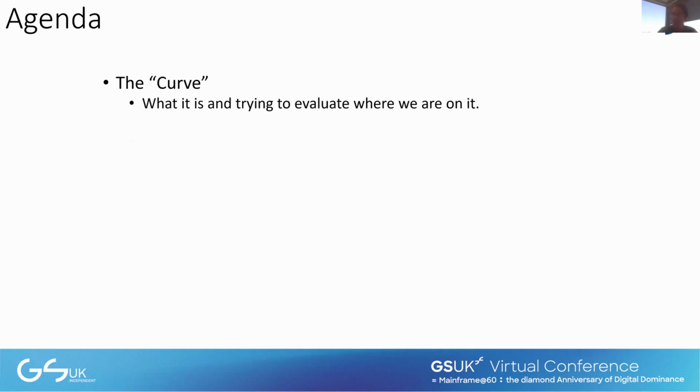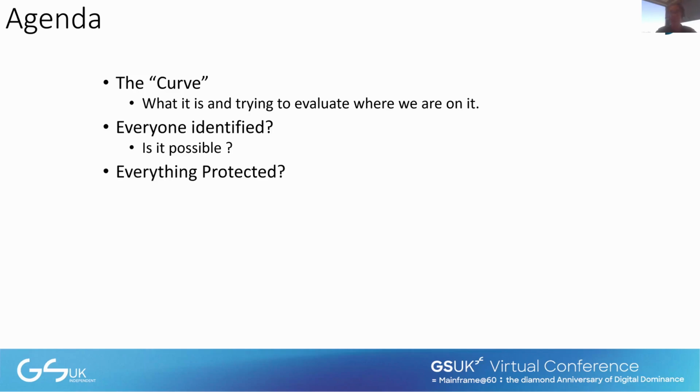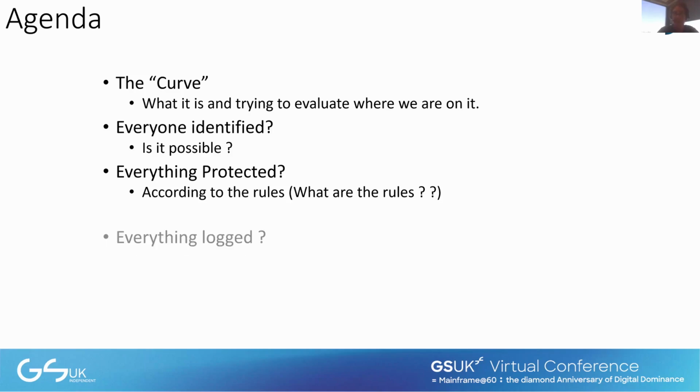I'm going to talk about this famous curve, what it is, and where we are on it, trying to find out where we are. Beyond that, the big topics about the audit are the following. Is everyone identified? Is it possible to identify everyone in your machine? We'll talk a little bit about the internals of z/OS and what that means. Is everything protected? Obviously the data sets and everything according to the rules. And what are the rules? How do you find out the rules? We'll see that a little bit in a minute.